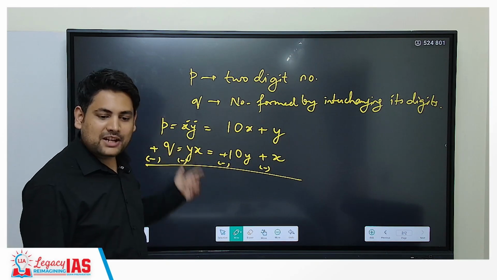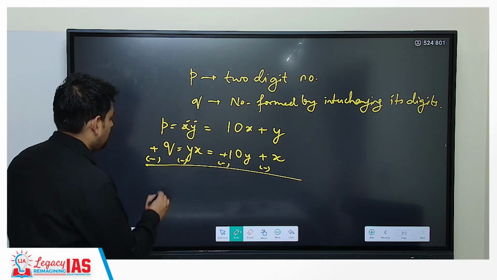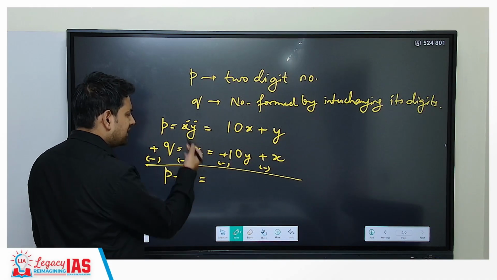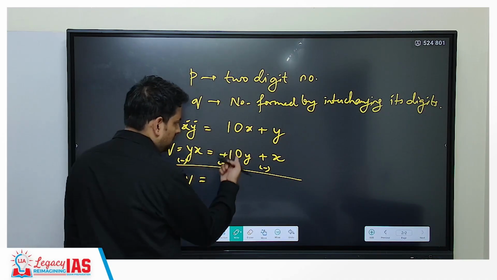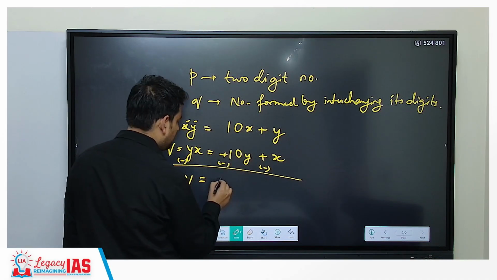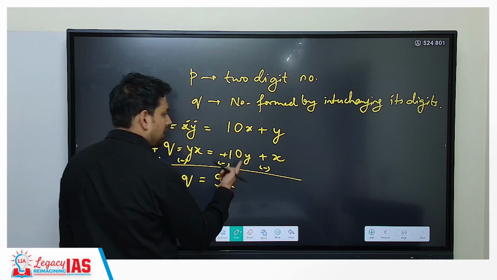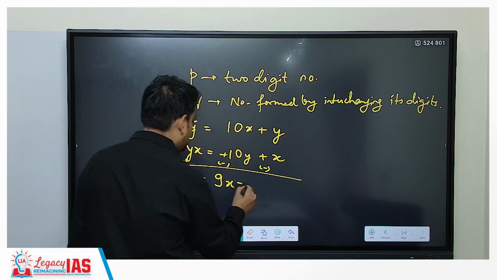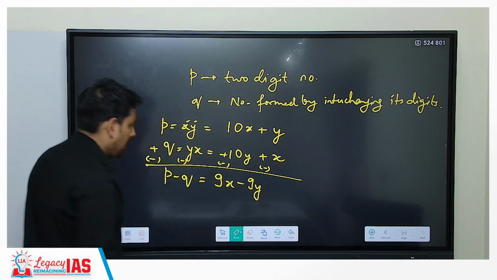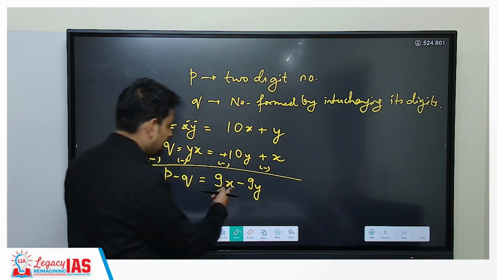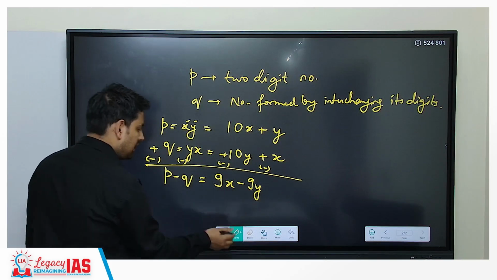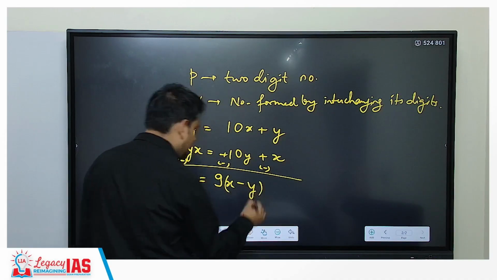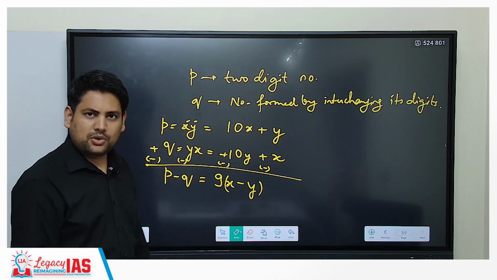Once you subtract both of these equations, what you will get? You will get that P minus Q is equal to xy minus yx. Look here: 10x minus x would be 9x, and y minus 10y would be minus 9y. So this can also be written as 9x minus 9y, which can also be written as 9 times (x minus y). Correct? No problem in it.